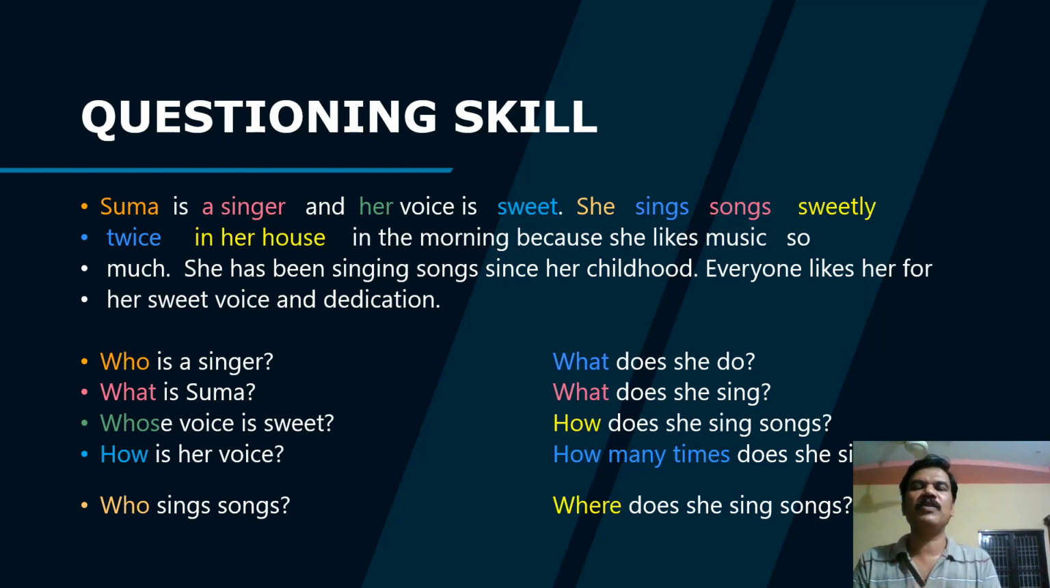What does she do? Do means sings. Does is a syntactic marker or a helping verb. Next, songs. What does she sing? Songs, things. So what. Sweetly, adverb. How does she sing songs? Sweetly. How many times does she sing? Twice. Twice is underlined. See, the same color I have given to the paragraph word and the question also.